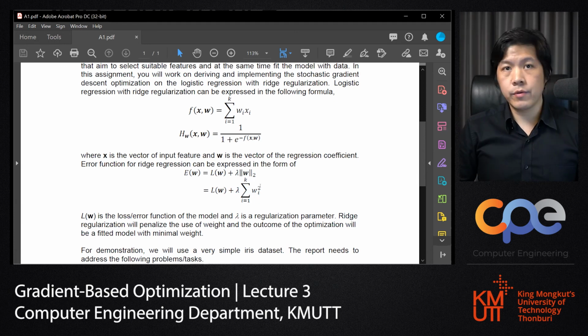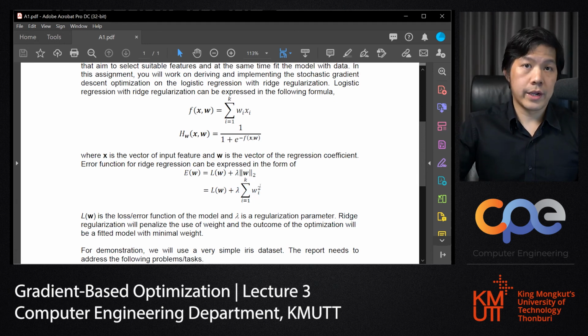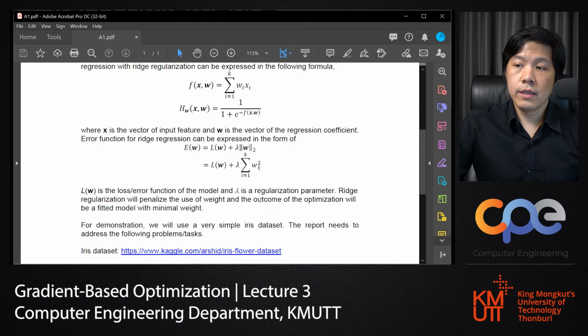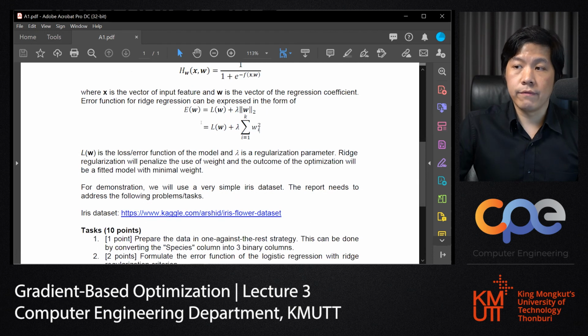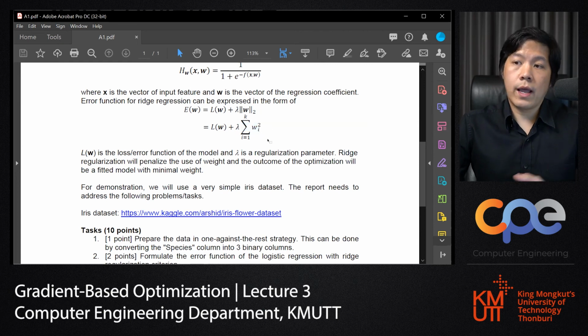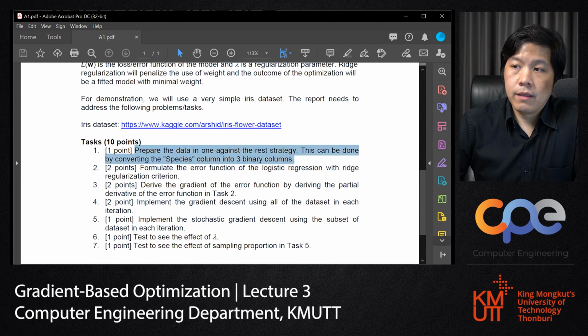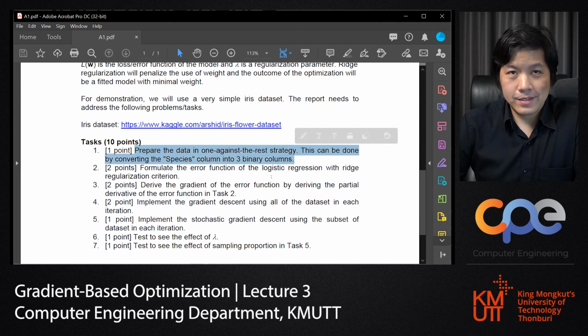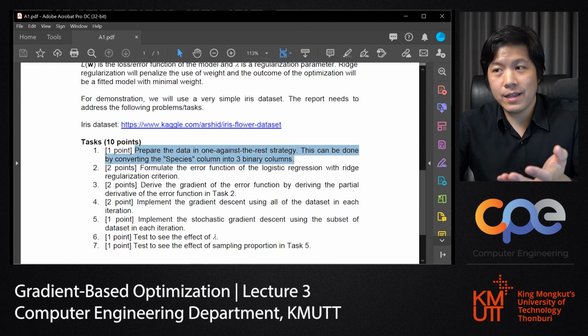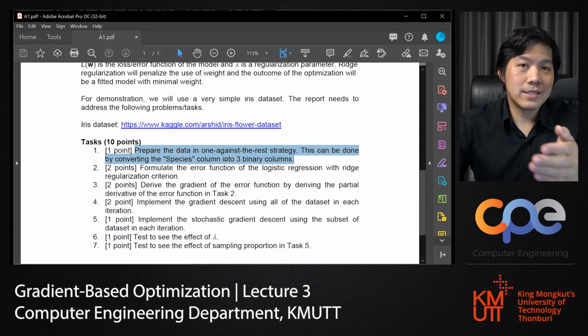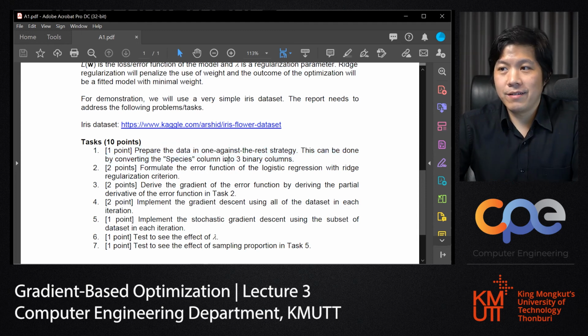Adding the ridge criterion, one of the regularization criteria, to the error function means that you need to take the derivative of this error function with respect to this one as well. That's why the task for you here is to first prepare the data, doing the one against the rest strategy.